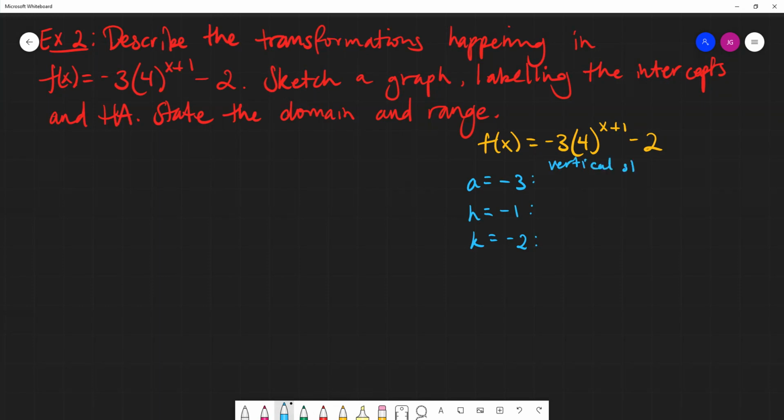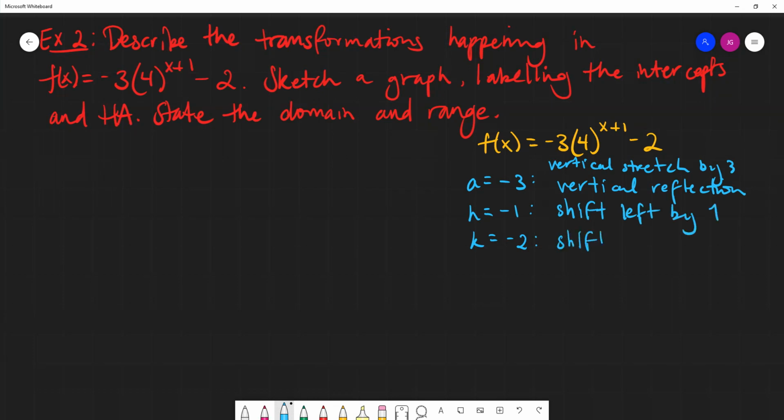So vertical stretch by 3 and then vertical reflection as well since it is a negative a. Okay, h being negative 1, that's going to be a shift to the left by 1 and then shift down by 2, based on our k. And then our horizontal asymptote, since that is our k, is y equals negative 2. All right, so now we've described our transformations.